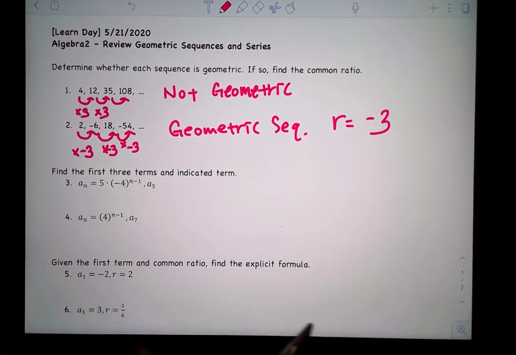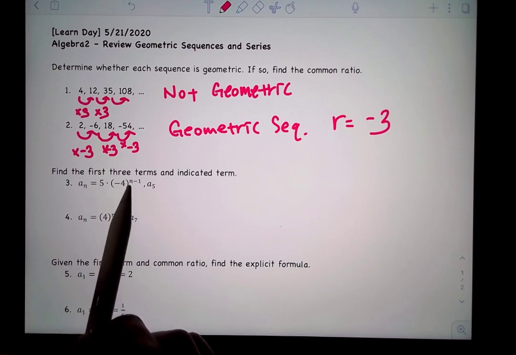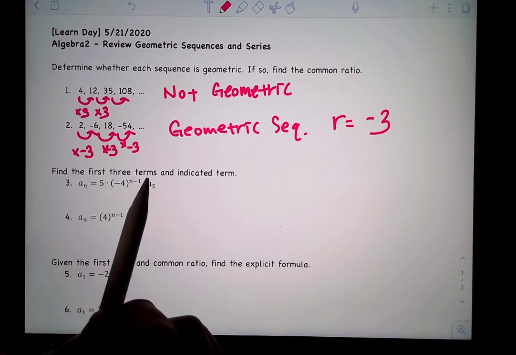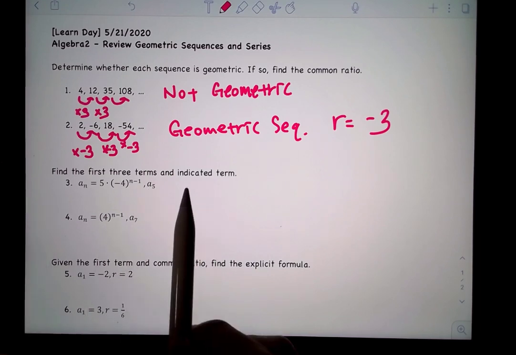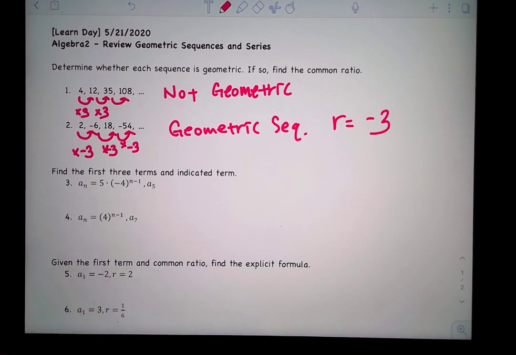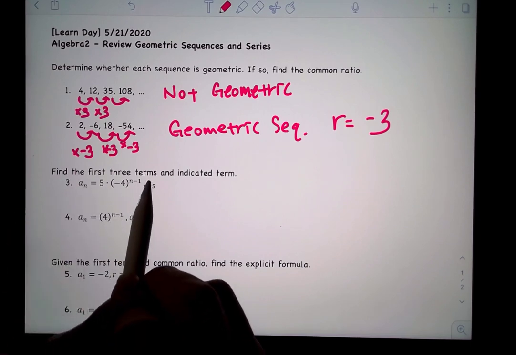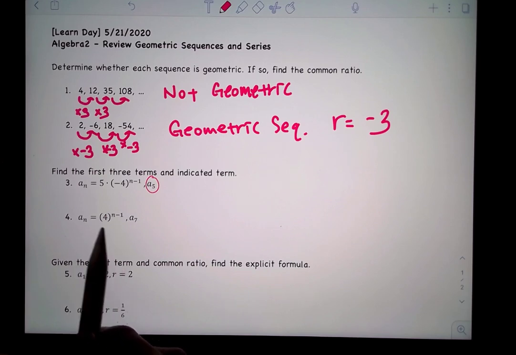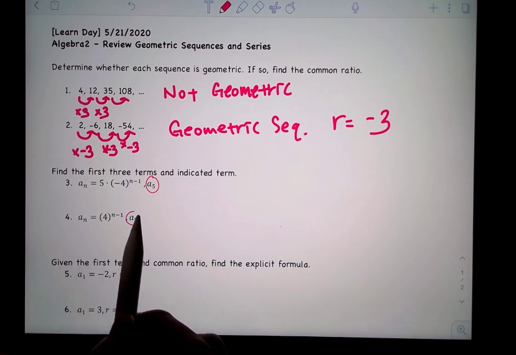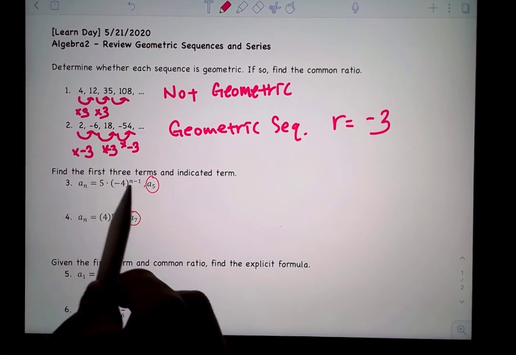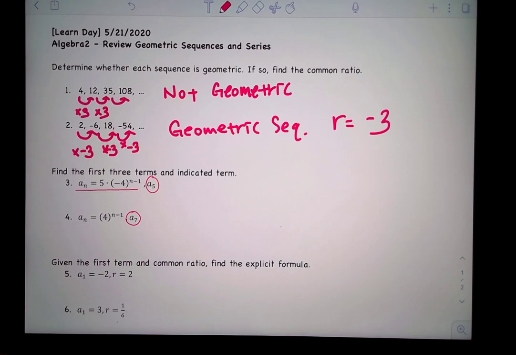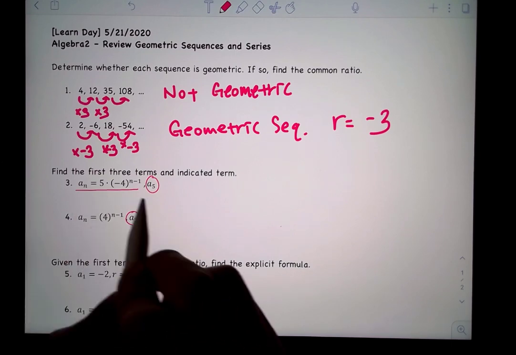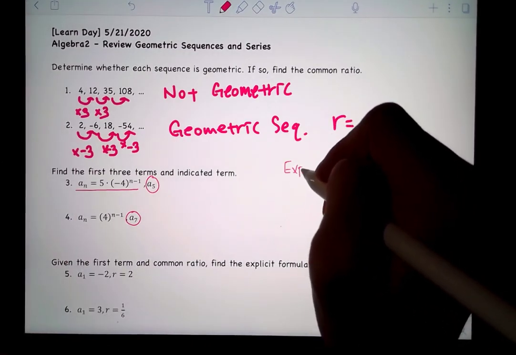And number 3, look at number 3. So you need to read the question carefully, right? Find the first 3 terms. So you need to find the first 3 terms of the sequence and the indicated term. So you need to find the first 3 terms and then you will get A5. And for this, you will find the first 3 and you will get A7. Okay? So let's look at the formula. What's the name of this formula? Explicit formula or recursive formula? Yes, explicit formula, right?